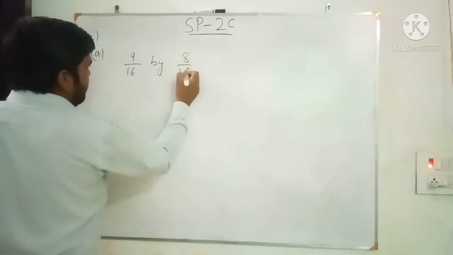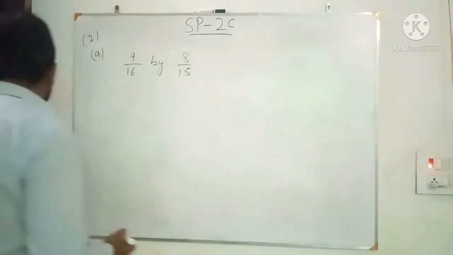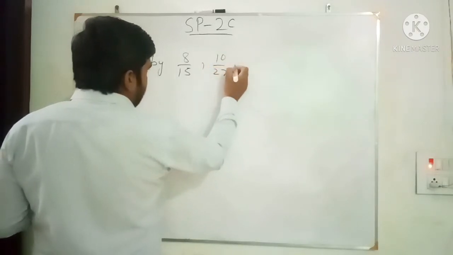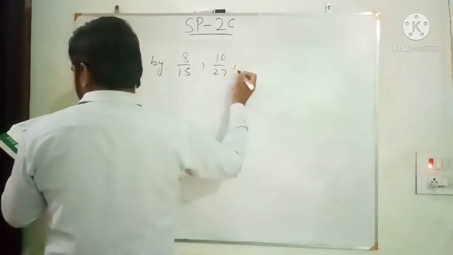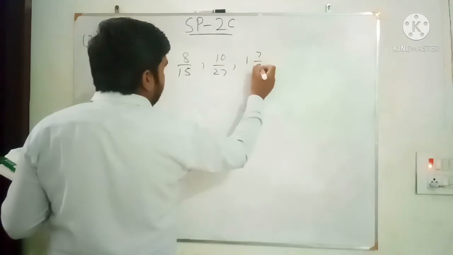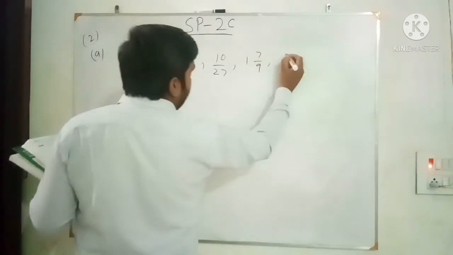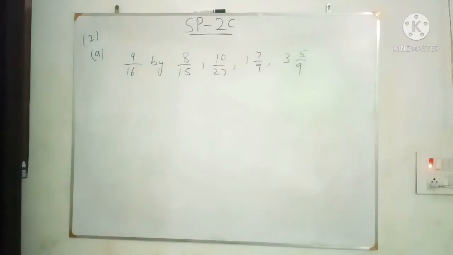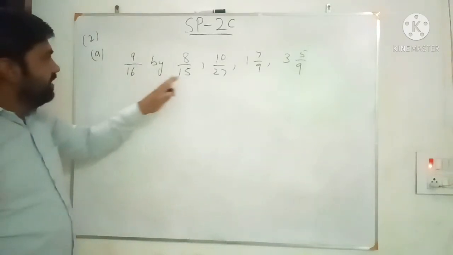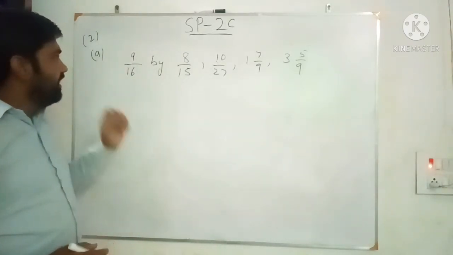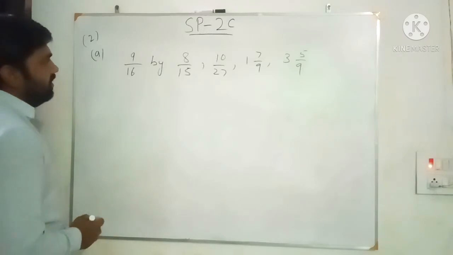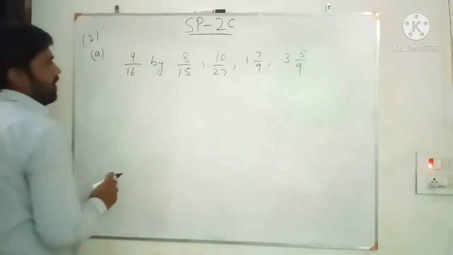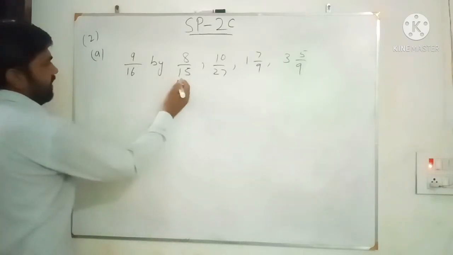So first case I am taking here. Here many numbers are given: 8 by 15, 10 by 27, 1 7 by 9, 3 5 by 9. Okay, like this. So we have to multiply this 9 by 16 by these numbers one at a time. So first of all we are going to take this number only.